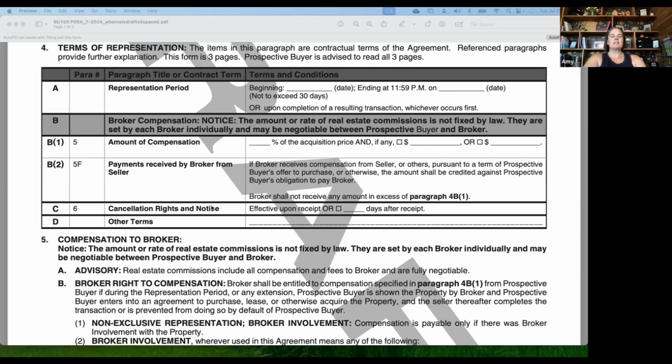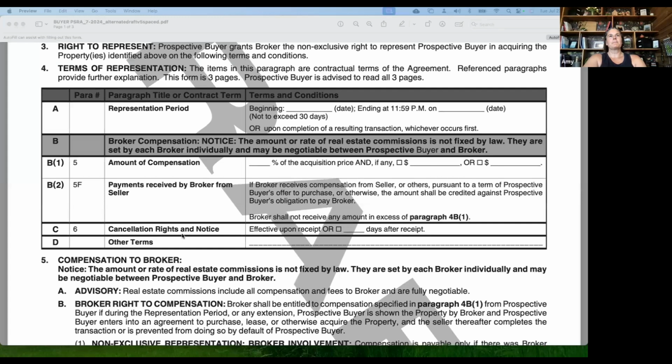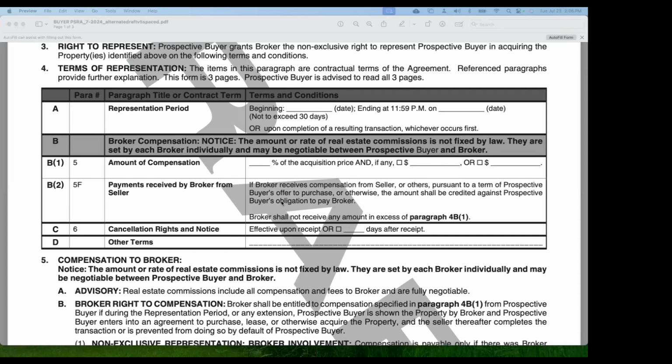Other terms is line D. Any questions there on the baby grid? All right. Fabulous. Compensation to broker, section 5. Yeah, sorry, go ahead.